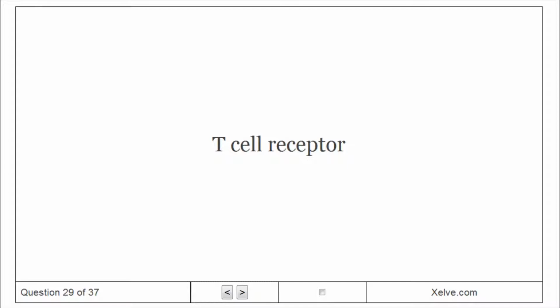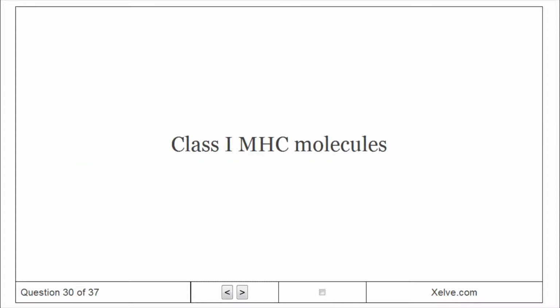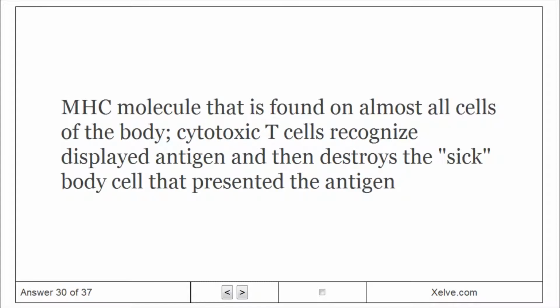T-cell receptor. Receptor that has 2 different polypeptide chains, alpha and beta chain. Class I MHC molecules. MHC molecule that is found on almost all cells of the body. Cytotoxic T cells recognize displayed antigen and then destroy the sick body cell that presented the antigen.